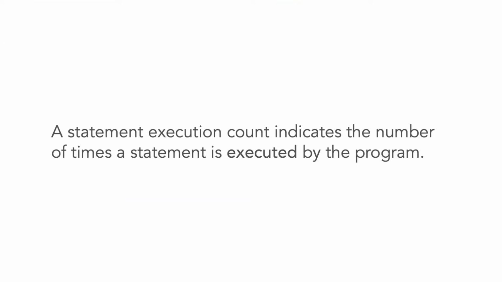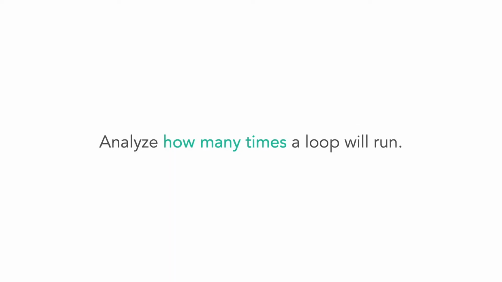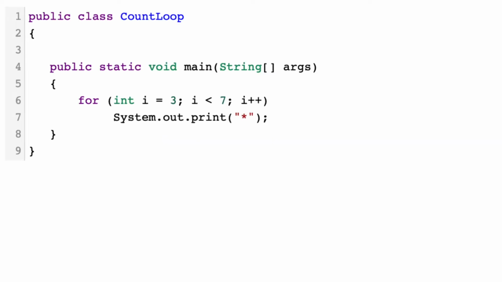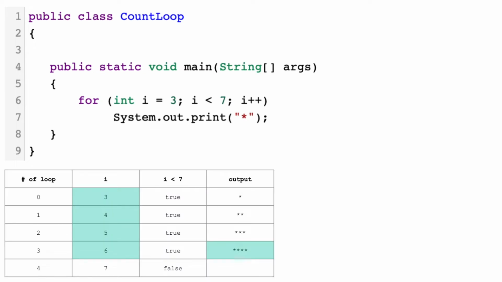A statement execution count indicates the number of times a statement is executed by the program. We will complete exercises to practice analyzing how many times a loop will run. In this problem, how many stars are printed out in the loop? How many times does the loop run? Figure it out on paper before you run the code. In this case, the loop will run 4 times and outputs 4 stars.